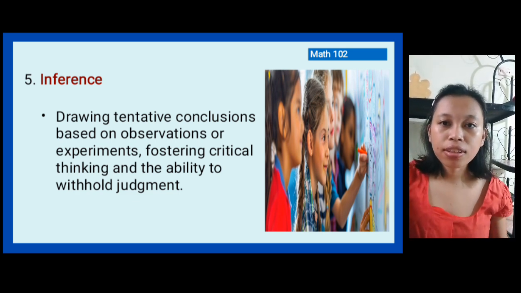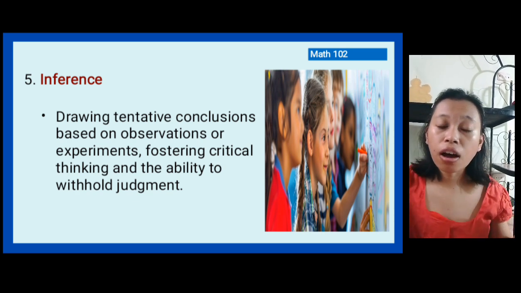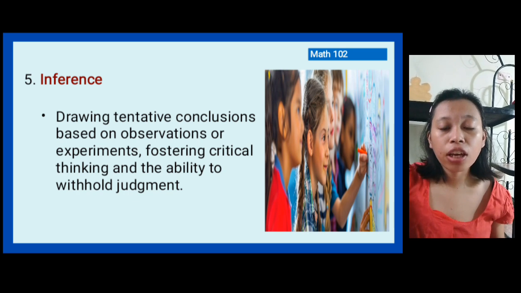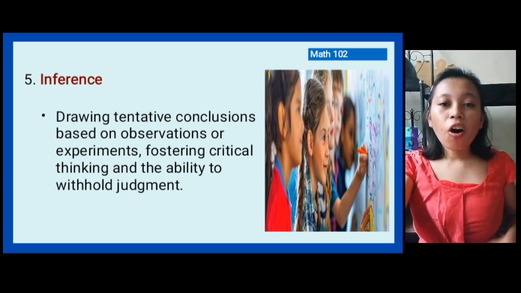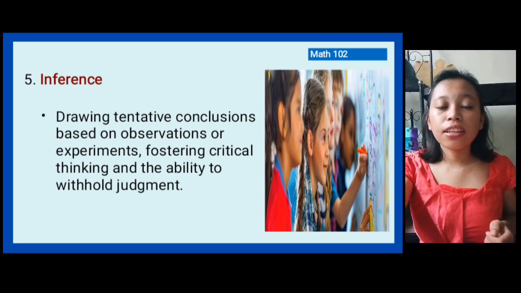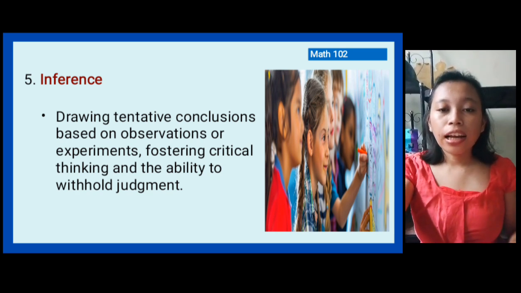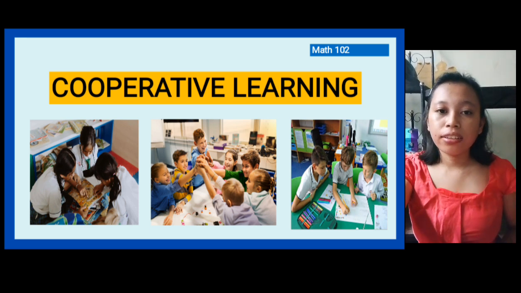That's inference. Observation, communication, and classification lead to the inference or conclusions based on observations and evidence. Okay, I am done discussing the process approach and I hope you understand. And now let's proceed to cooperative learning.